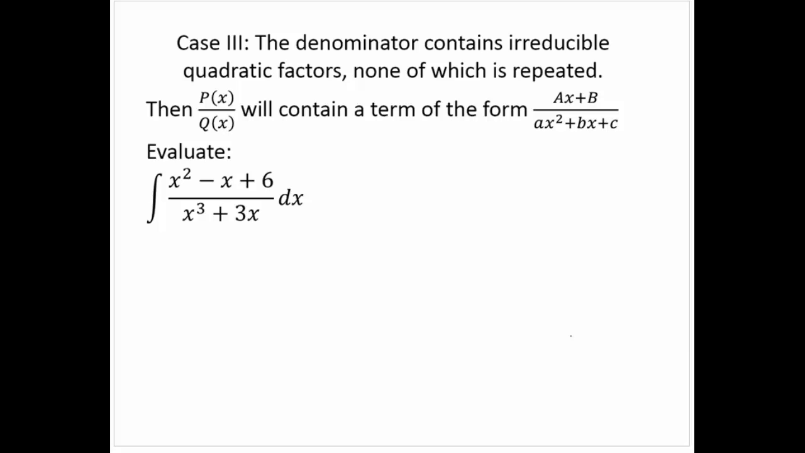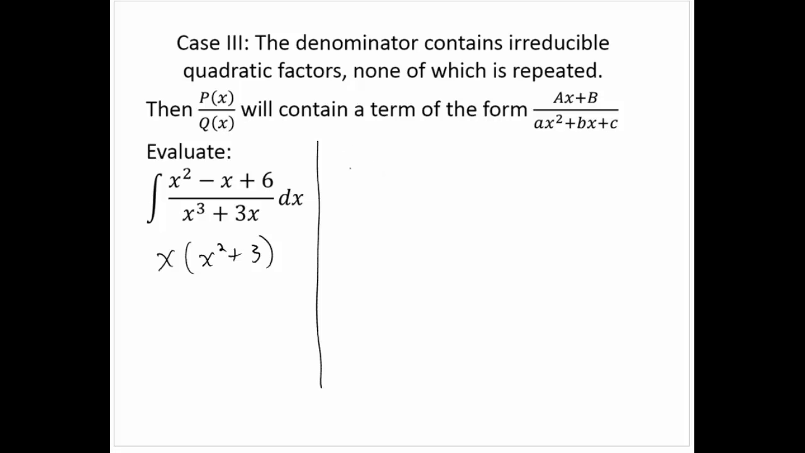All right, so let's consider this example. We're asked to integrate x squared minus x plus 6 over x cubed plus 3x dx. Notice that this denominator can factor as x times x squared plus 3. And that denominator cannot be factored any further. Right? The x squared plus 3 is irreducible over the real numbers.